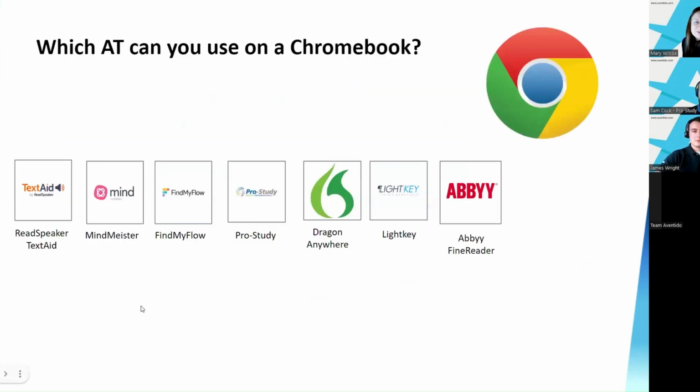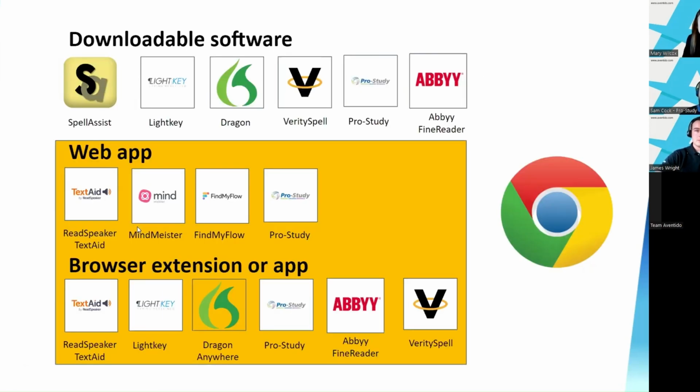Then we've got browser extensions and apps. So there's products that you can have a browser extension for your Chrome browser. And you can also get apps for Android or iOS with the products there. So like TextAid and Dragon Anywhere, ProStudy, Abby Fine Reader, and Verity Spell.